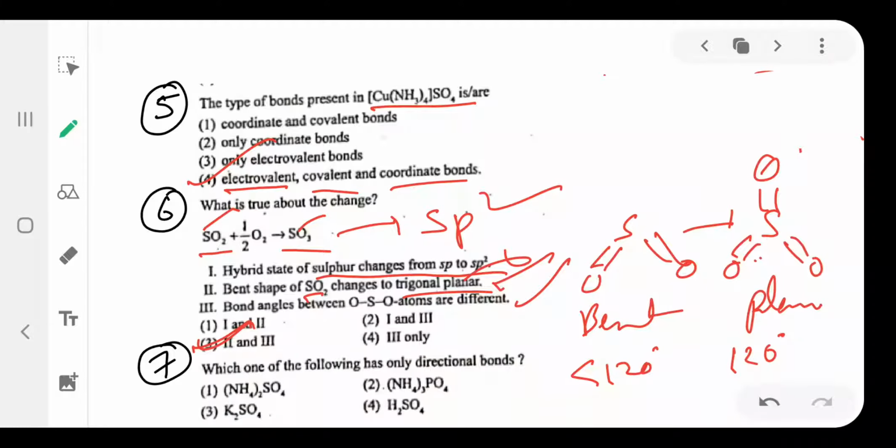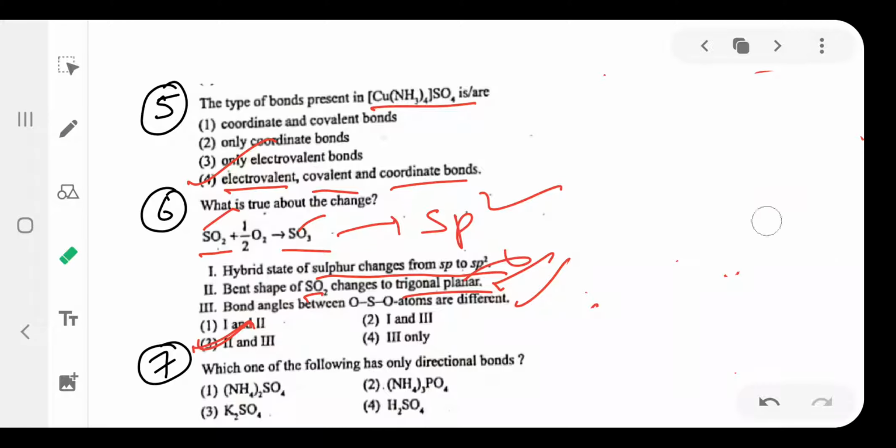Then the next one is question number 7. What is question number 7? Which one of the following has a directional bond? A covalent bond is a directional bond. An ionic bond is a non-directional bond. So here, (NH4)2SO4 is an ionic compound. Why? If it dissociates, it forms 2 NH4 plus ions and SO4 minus 2 ions, so an ionic bond is present.